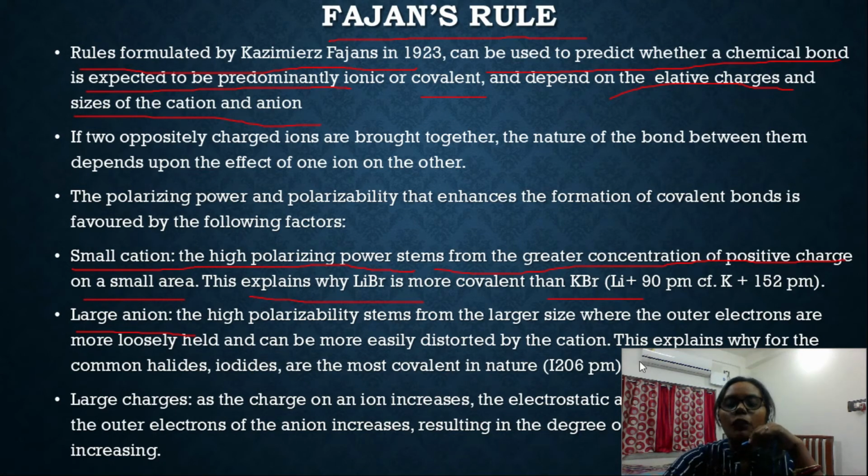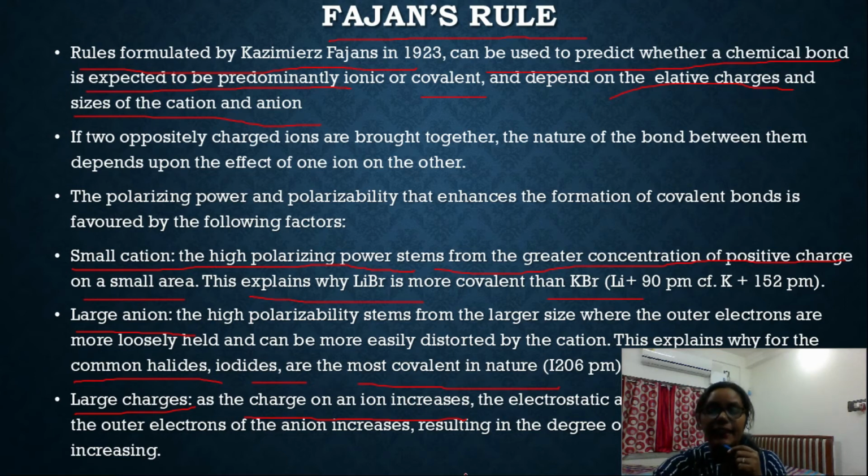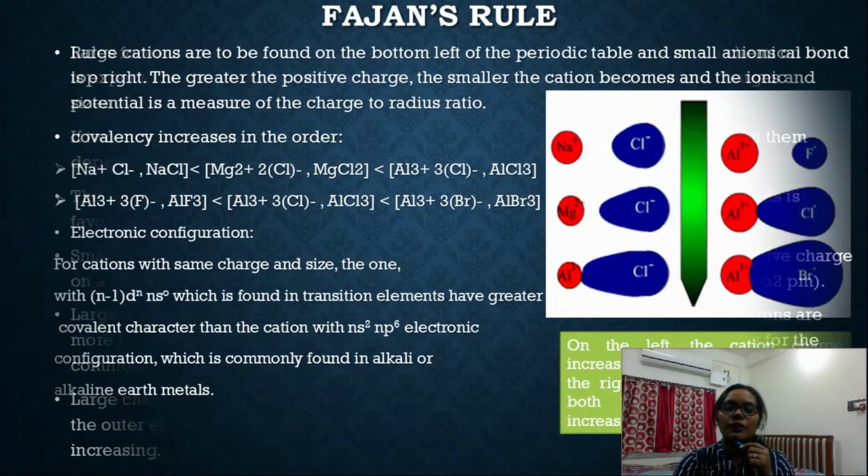This explains why, for the common halides, iodides are the most covalent in nature. Okay, and large charge: if the charge on an ion, whether positive or negative, increases, what will happen? If it increases, that means the covalent character will also increase. The polarizability and polarizing power will also increase. So this is Fajans' rule.